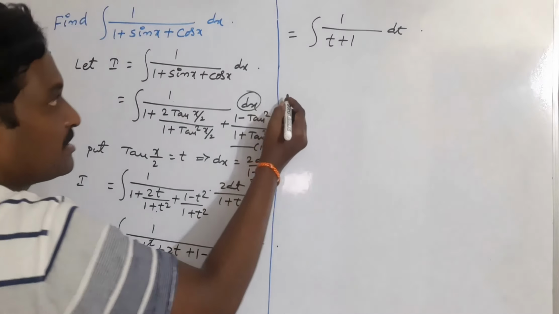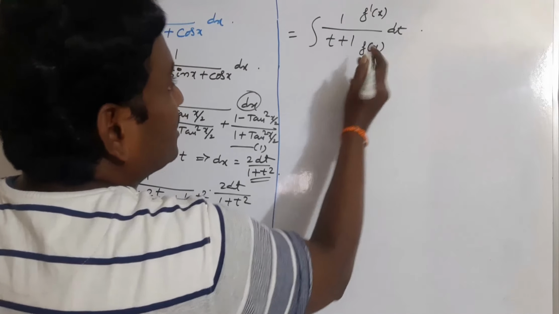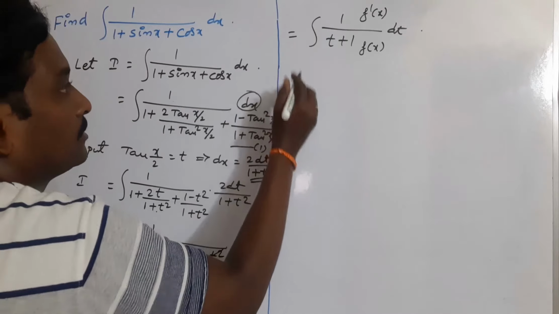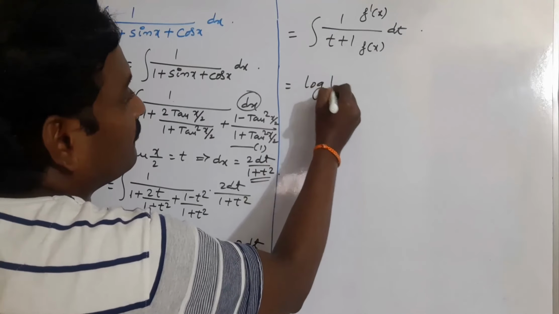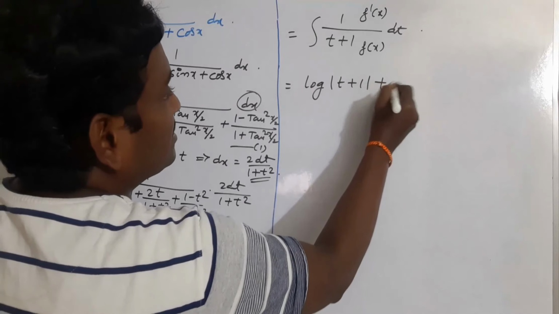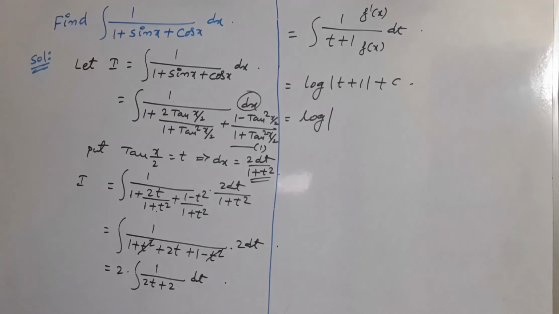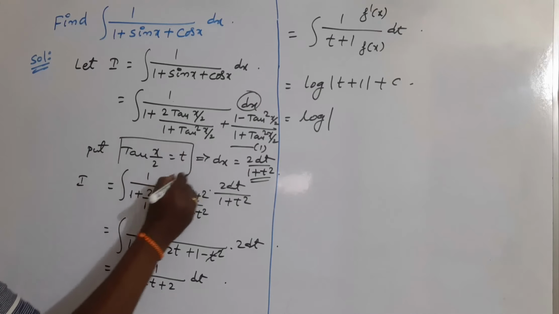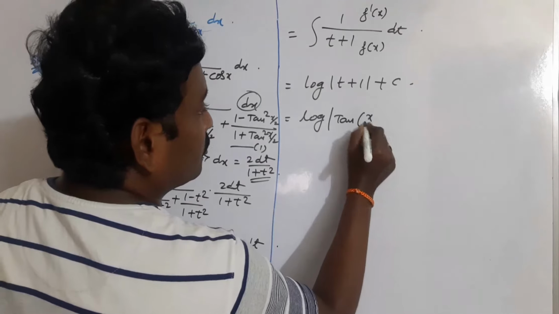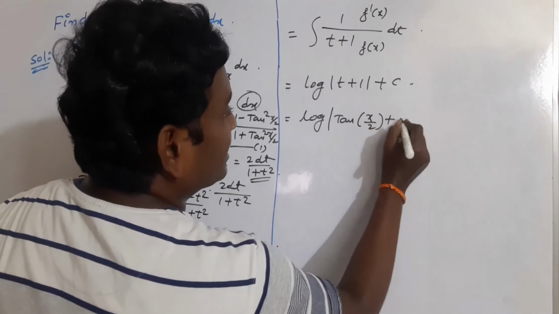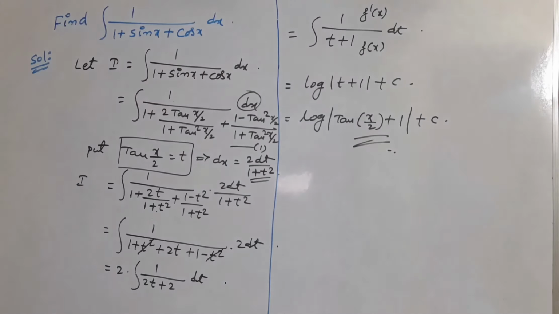So clearly it is in the form of integral f dash of x by f of x, but this is in terms of t. What is the result? Log of the denominator, log of t plus 1 plus c. So that is equal to log of, what is the t value? tan x by 2. The t value is tan x by 2. Replace it. Don't forget to replace the value of t at the end. Plus c. This is the result of the given integration.